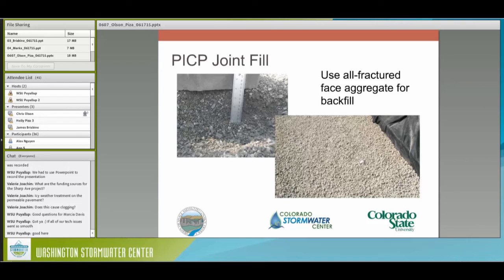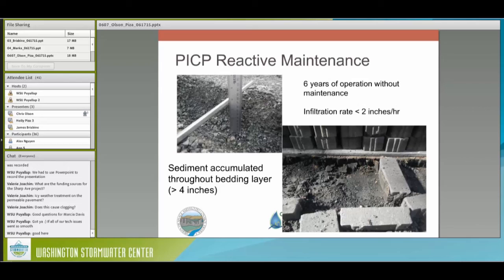We've had a couple presenters talk about proper specifications, and this is just another instance of how, if you don't properly specify whatever aggregate you need, whether it's for the subbase or for filling the joints, you could have problems. In this case here in Colorado, we have the options of river rock, very well rounded, and granite with fractured faces. The specifications call for fractured faces, but we've seen instances where we ended up getting river rock instead. So just keep in mind to inspect the delivery of all the aggregates that you receive.